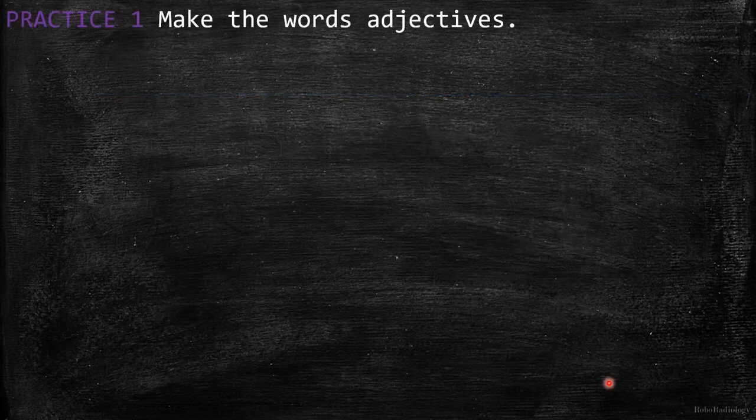Practice number 1. Make the words adjectives. Here you can pause the video shortly, guess a word, and then continue the video and I will reveal one example. Be aware that there might be other forms of adjectives available, so you can also find more on search engines, AI, or a dictionary. Achieve, achievable.